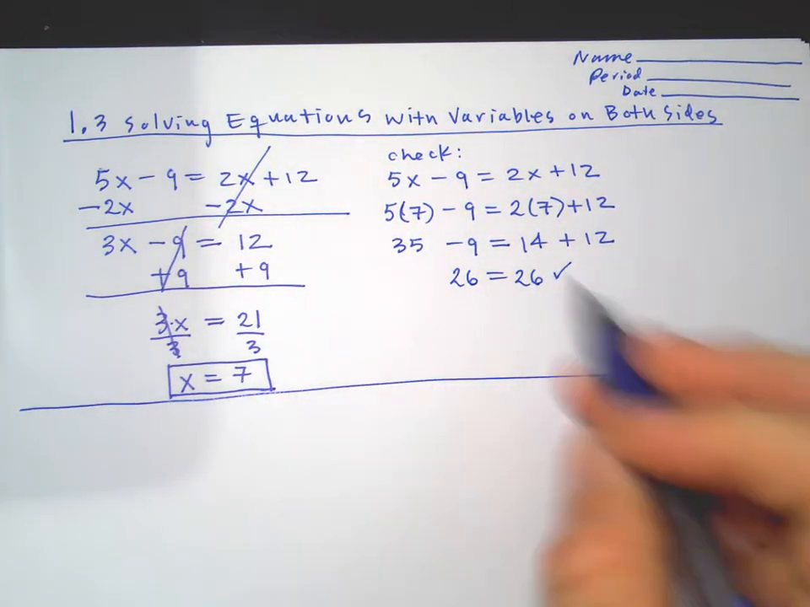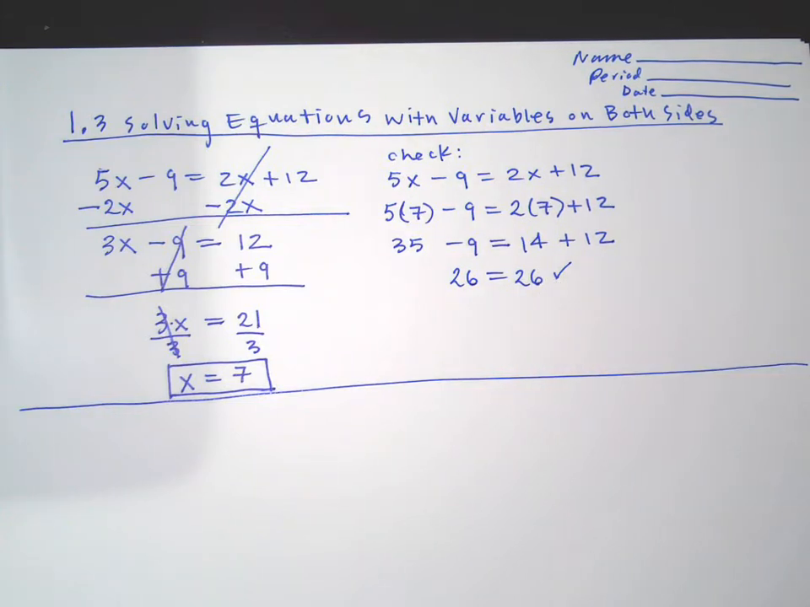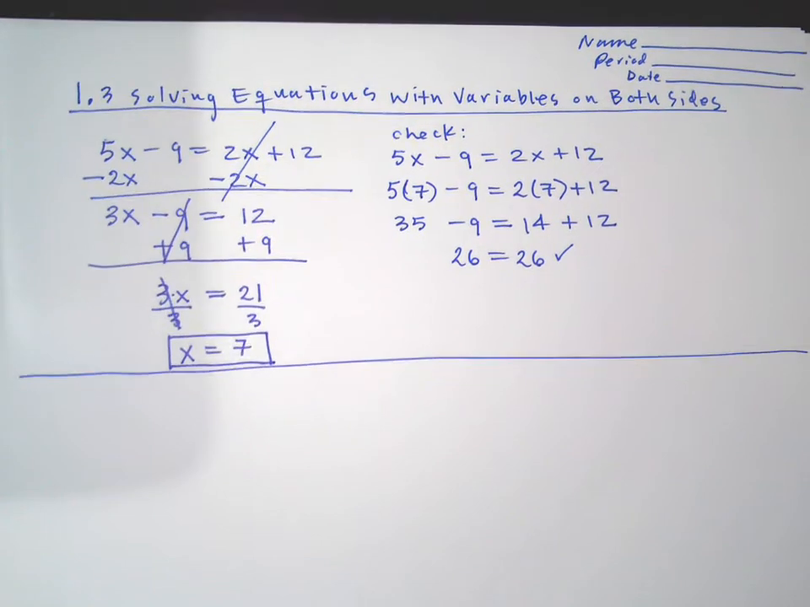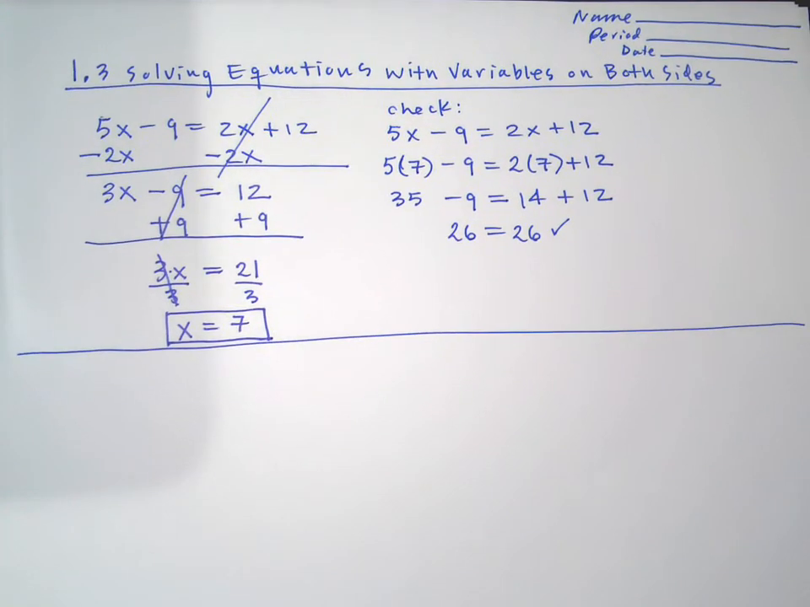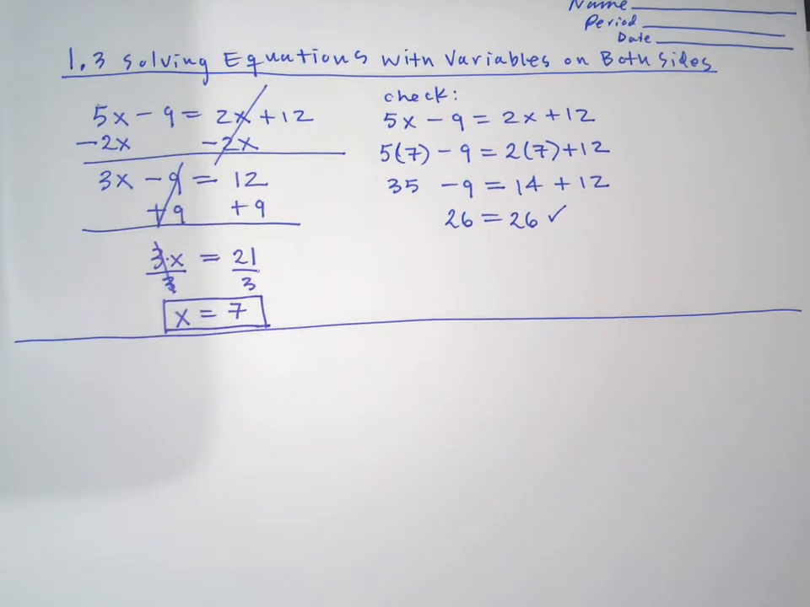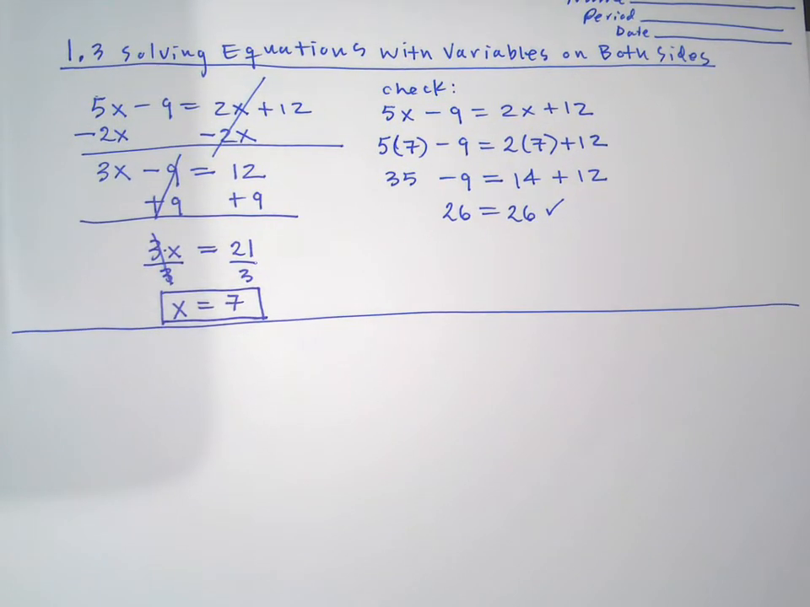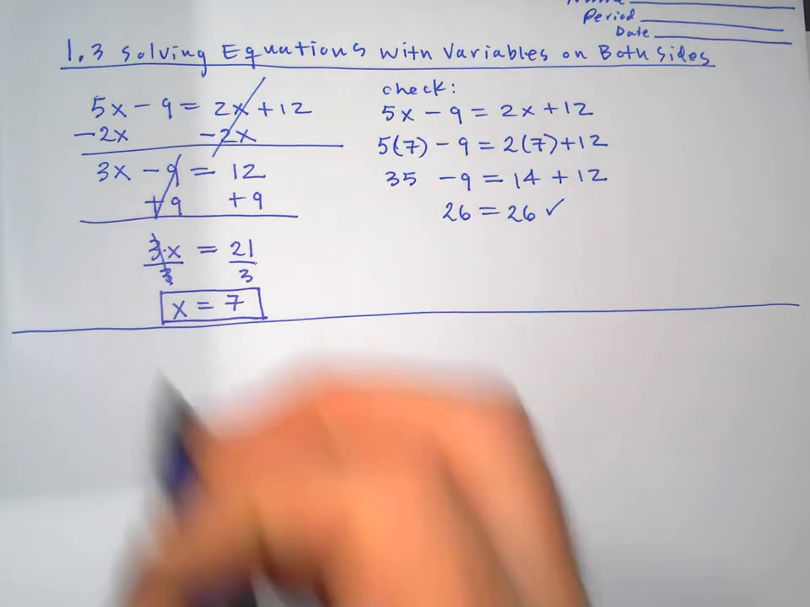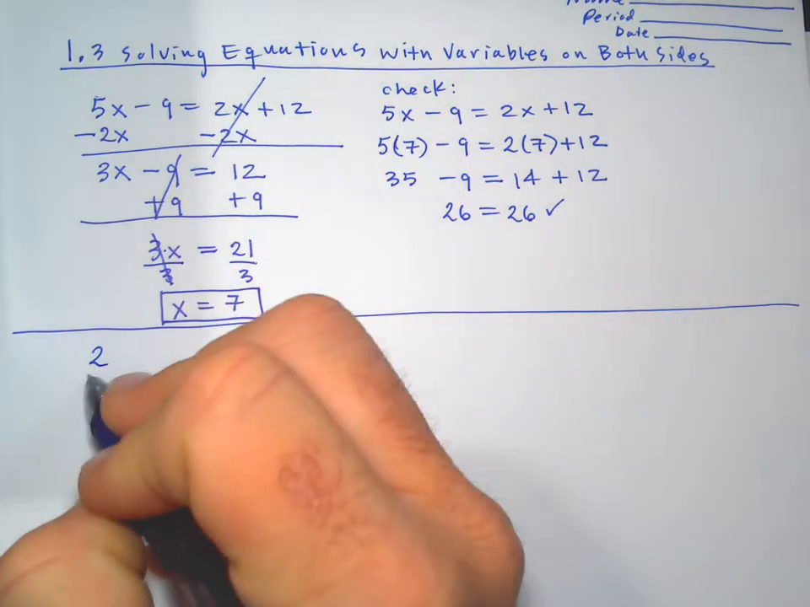Now, if it doesn't check, it doesn't necessarily mean you're bad. Don't erase all your work. You might have messed up your check, actually. And it might have been a really simple mistake in your work. And maybe most of your work is good still. So just see if you can go back and look back through your work. If you can't find it, it is possible. Maybe a good idea might be to just start the problem over again.